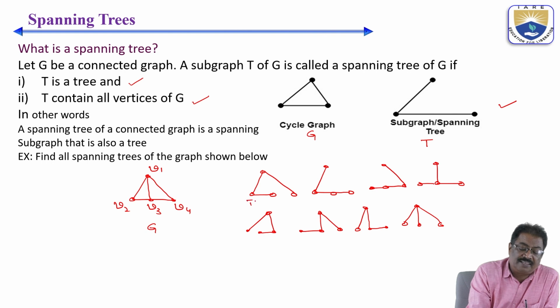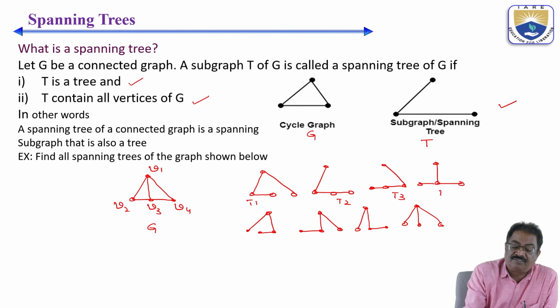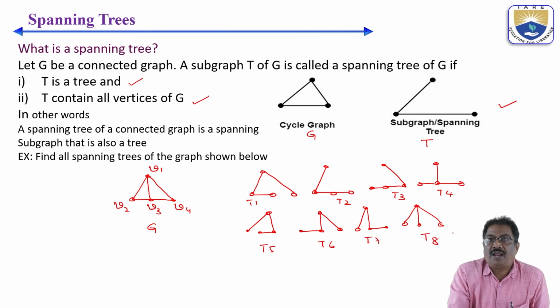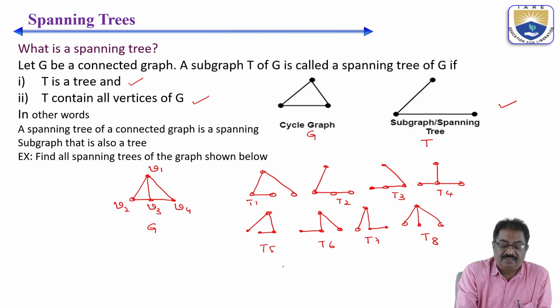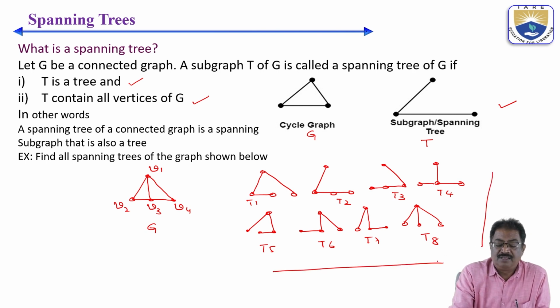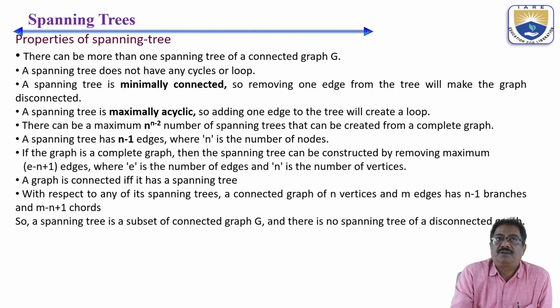Let us call these T1, T2, T3, T4, T5, T6, T7, and T8. All are subgraphs. Moreover, each and every subgraph is a tree, and it contains all the vertices of the original graph. So these are all spanning trees. That means for any graph that we consider, it is possible to get more than one spanning tree.